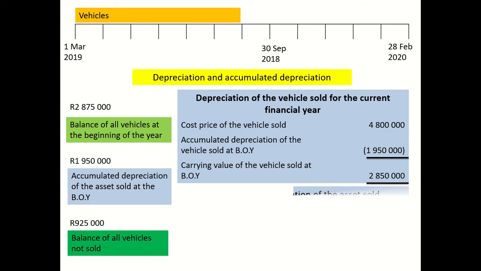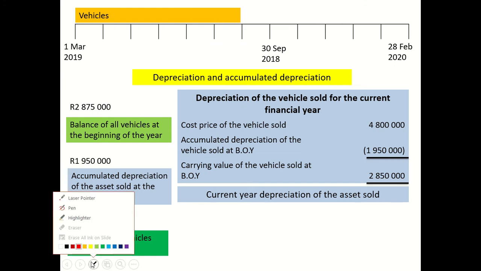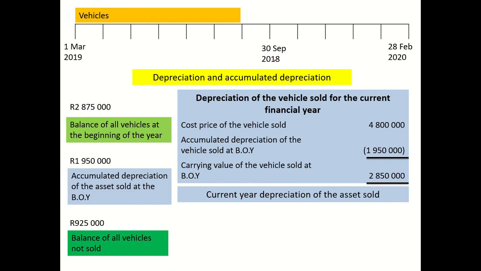Now, for us to calculate depreciation for the 2020 financial year, I repeat, 2020 financial year. Okay, I see a mistake somewhere there in my slides. 2020 financial year, guys. 2020 financial year starts on the 1st of March 2019. Note that September falls between the 1st of March 2019 and the 28th of February 2020. It's between, it's not after, it's between.